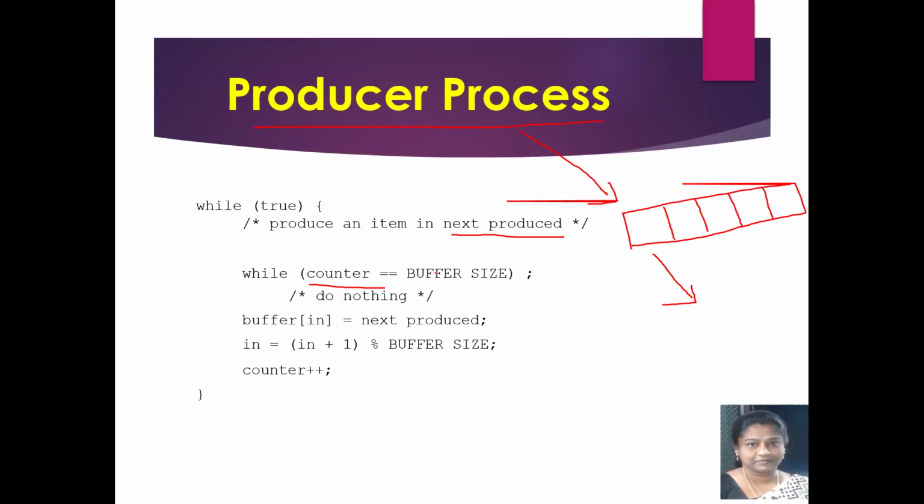When will the producer not do anything? The producer will not do anything when the buffer is full. If the buffer is full, that is, all the locations in the buffer are occupied, then that means the buffer is full. Whenever the buffer is full, the producer should not produce.